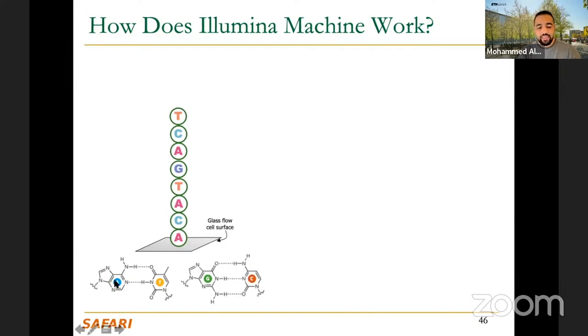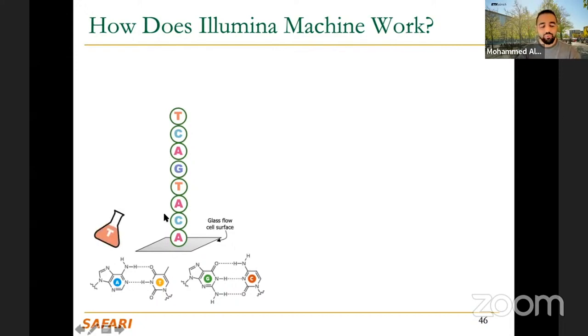A is adenine, T is thymine, because they have 2 hydrogen bonds in the last orbit, so they can bind together always. The same thing with the guanine and cytosine. They have 3 hydrogen bonds, so they always bind together. And for that, we leverage this information to do the sequencing.